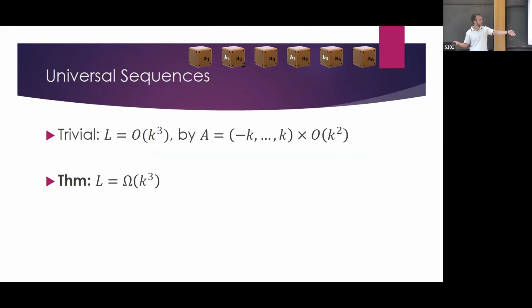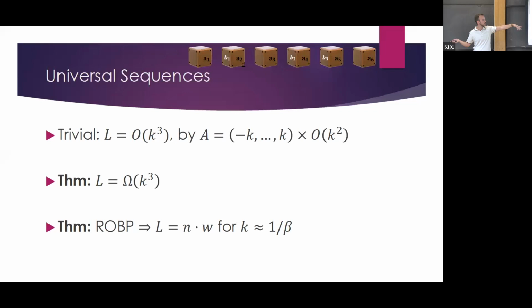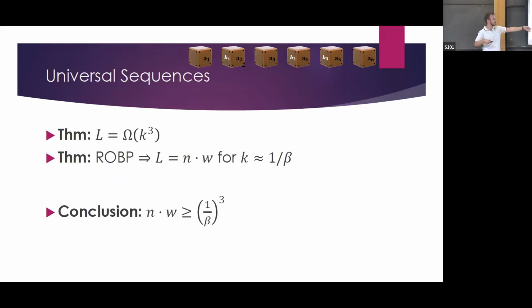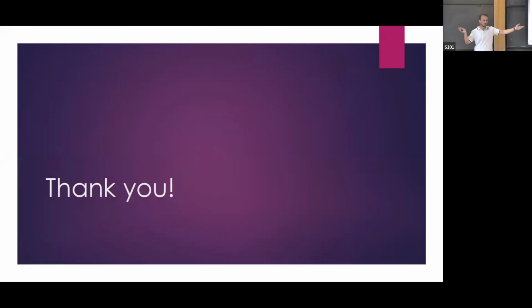So basically what we show is first that this is the best you can do. There is no universal sequence better than that. And the second, which is maybe the somewhat surprising thing, that any read-once branching program must induce this type of universal sequence for k that is roughly 1 over beta. Yeah, and I don't think I have time to explain why this is true, but this obviously gives this bound. It shows that the total number of states you are going to see is at least this 1 over beta. Okay, thank you very much.